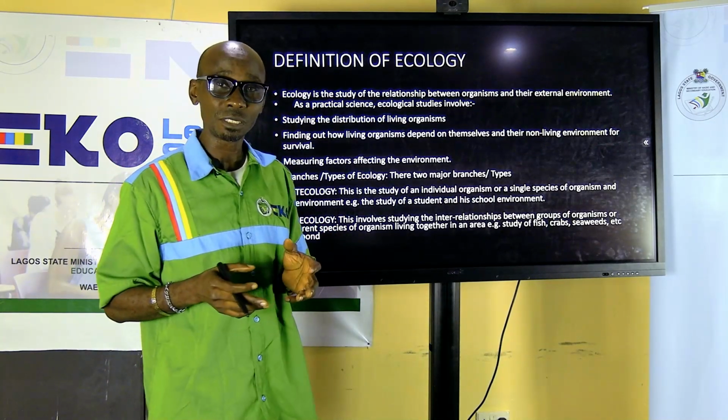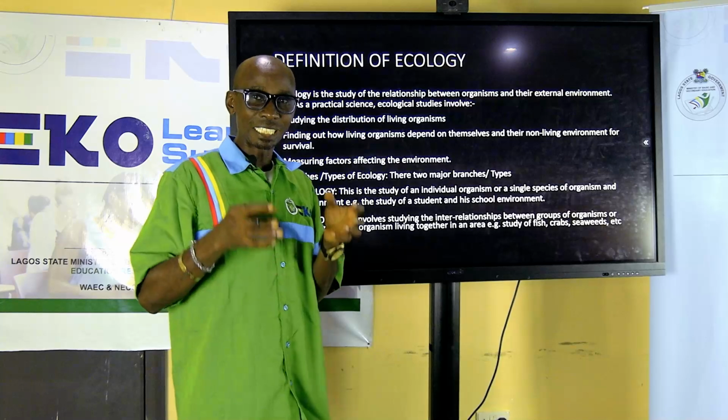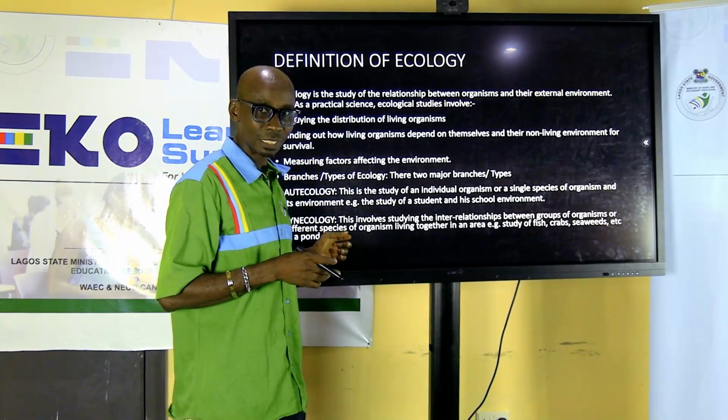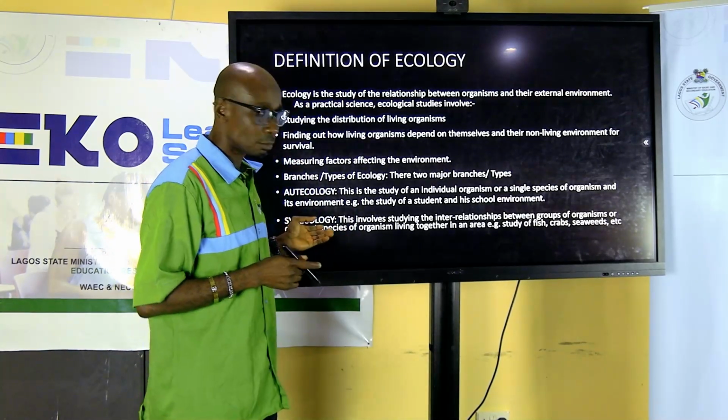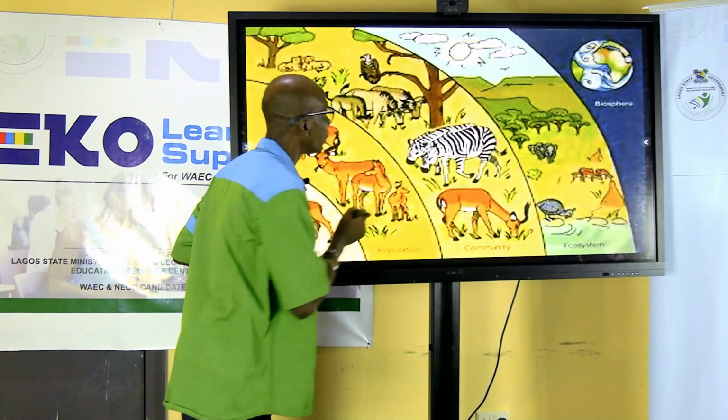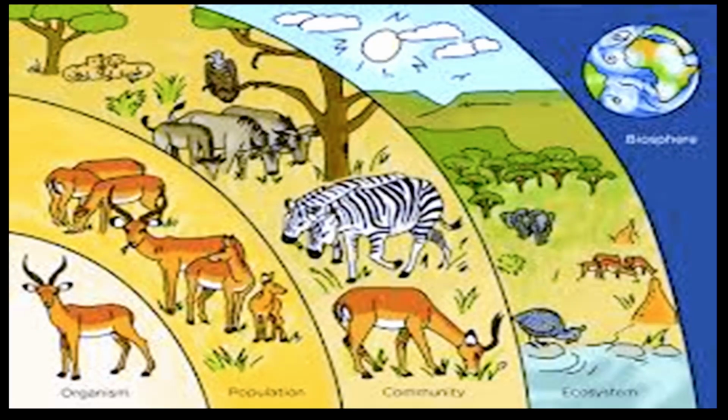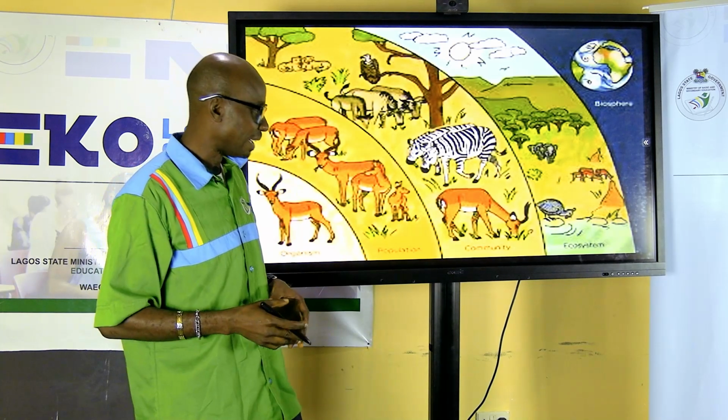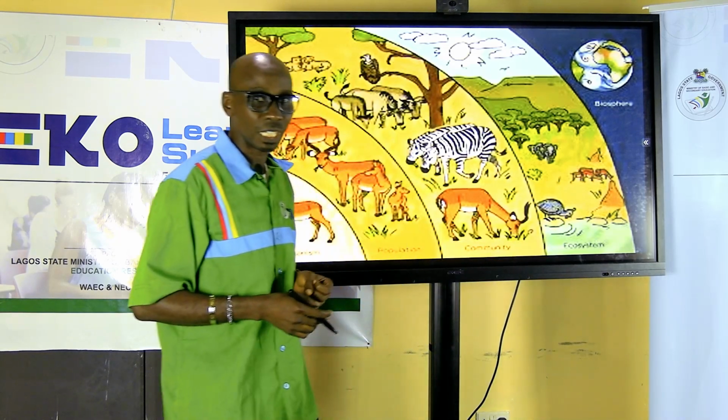Or we are studying lion and antelope in their natural environment. That is synecology. This is an example of different group of organisms. We have an organism. When we have two or more organisms together, we have a population. When we have two or more populations of organisms, we have a community. And the whole organisms, together with their external environment, make up what we call the ecosystem.